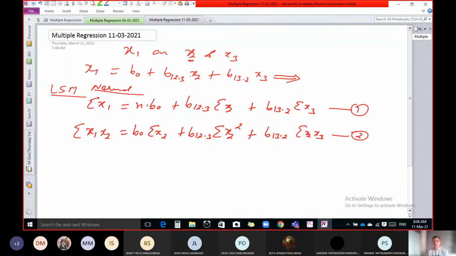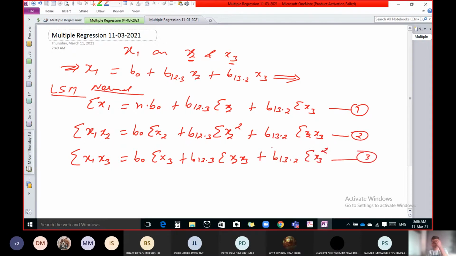And how to obtain the third one? Now multiply this with x3, so x1 x3, take summation. Then b0 into x3, but b0 is a constant, so sigma x3, plus b12.3 is a constant, and if you multiply it by x3 we get x2 x3, plus b13.2 is a constant, and if you multiply it by x3 we get x3 square. So this is our third normal equation. In that way we have to write the normal equations.